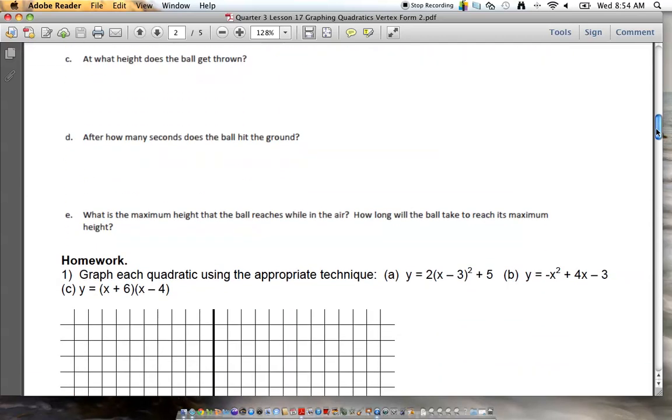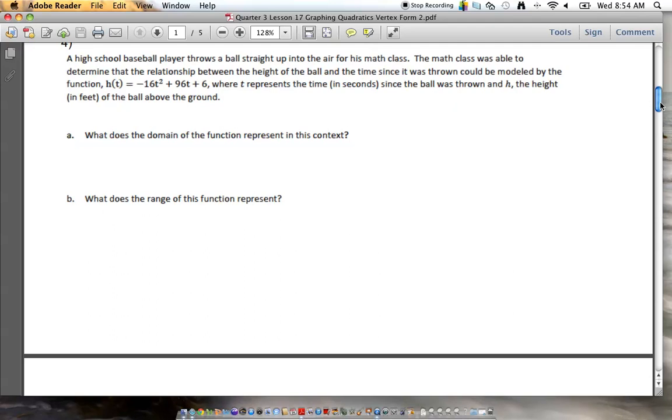From what height, I prefer that word to at what height, is the ball thrown, based on this equation? 6. Yes, we talked about this earlier in the year. The negative 16 is the force of gravity. The 96 is the upward velocity. And the 6 is the number of feet above the ground. That's very easy to remember.